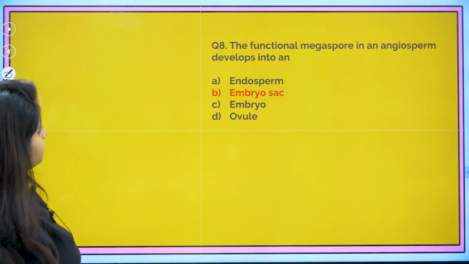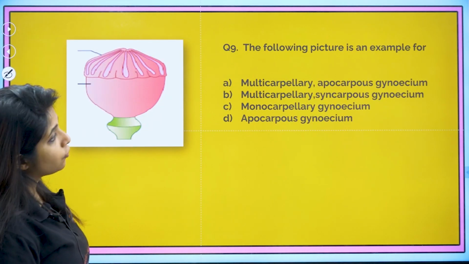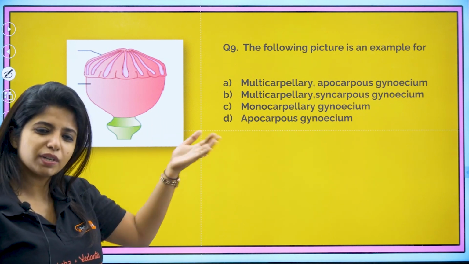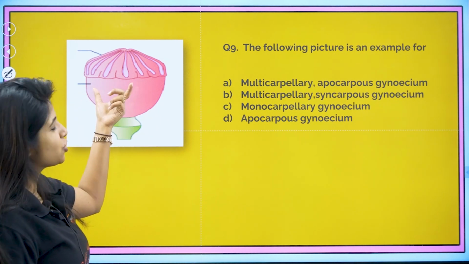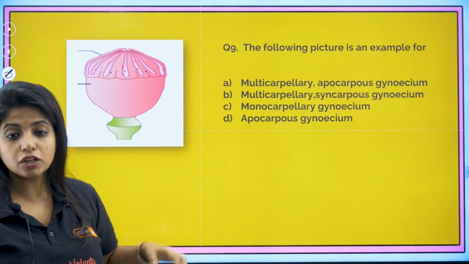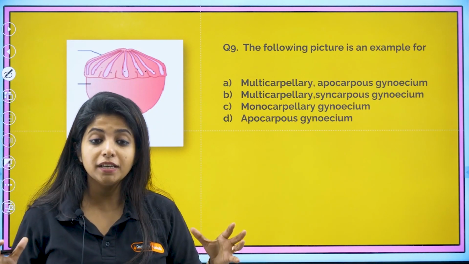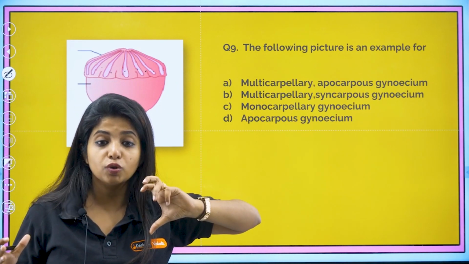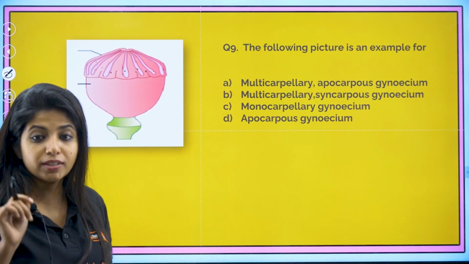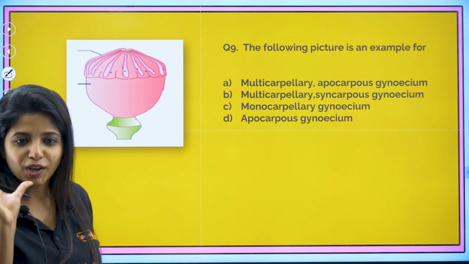Yes. Okay. Next question. The following picture is an example for... The picture is given in the NCERT, but we usually tend not to see it. What is the picture depicting? Over here, these things that you see are carpels, my dear children. There are so many of them. That means the female reproductive system, which is also known as the pistil or the carpel. There are multiple carpels over here. So this is a multicarpellary condition for sure.